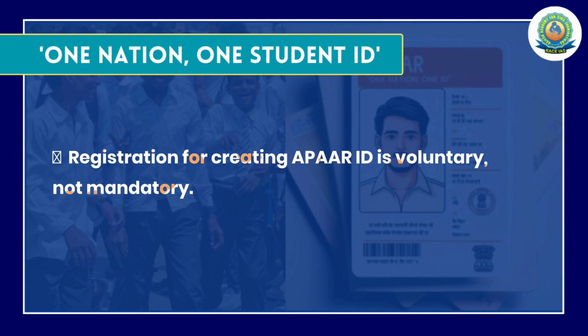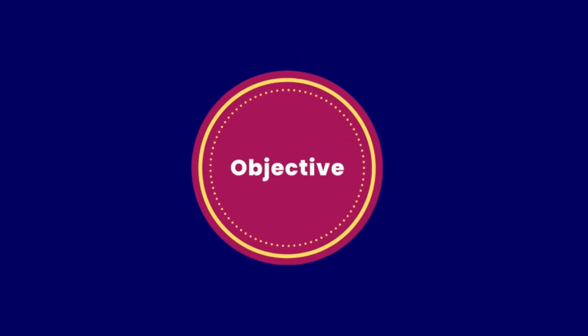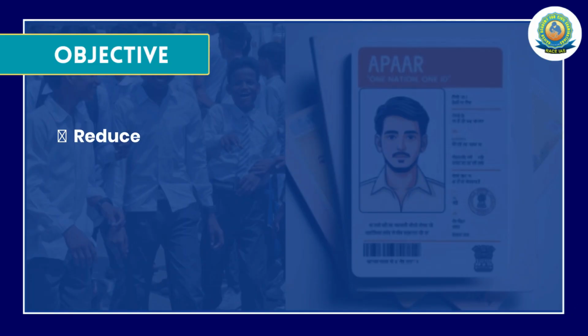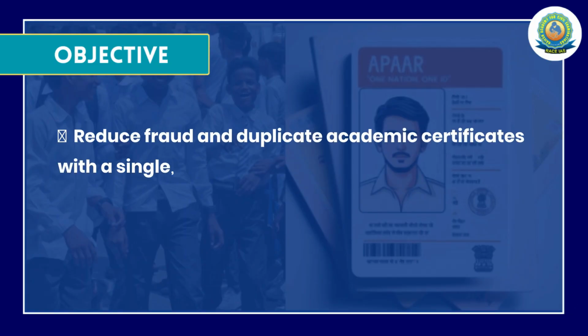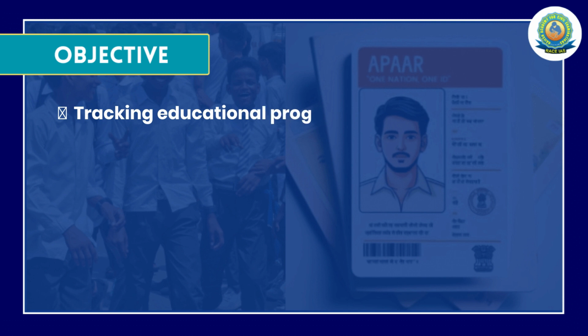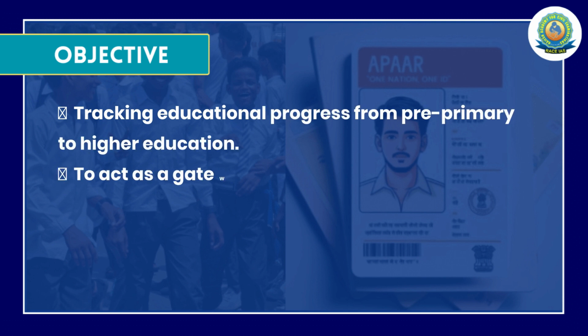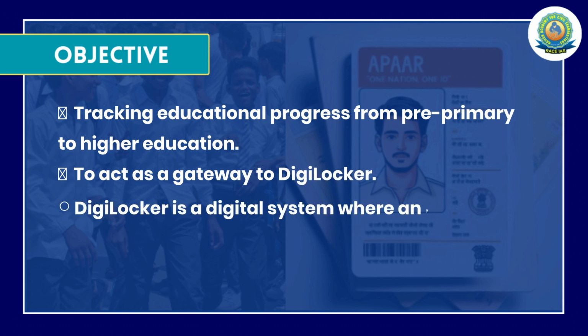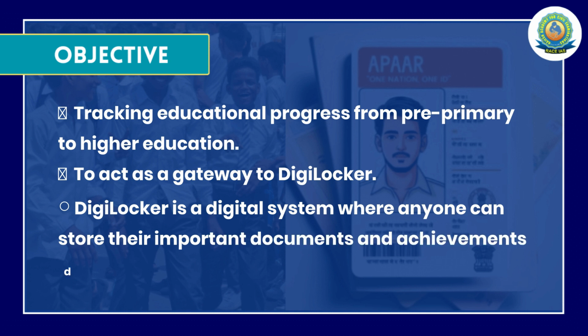Now, let's move forward and focus on what is the objective behind this. Reduce fraud and duplicate academic certificates with a single, trusted reference for educational institutions. Tracking educational progress from pre-primary to higher education. And lastly, to act as a gateway to DigiLocker. DigiLocker is a digital system where anyone can store their important documents and achievements digitally.